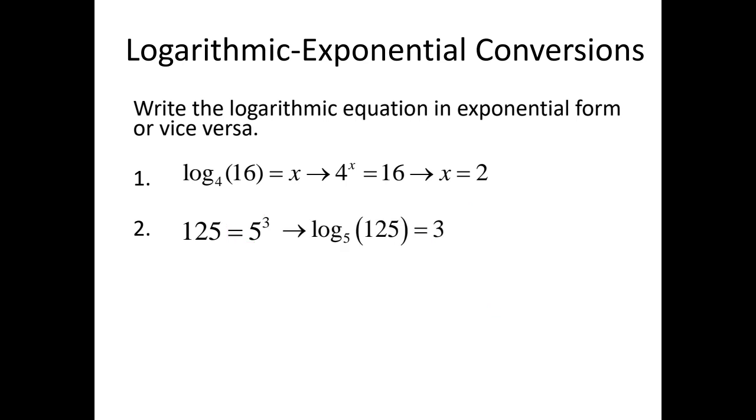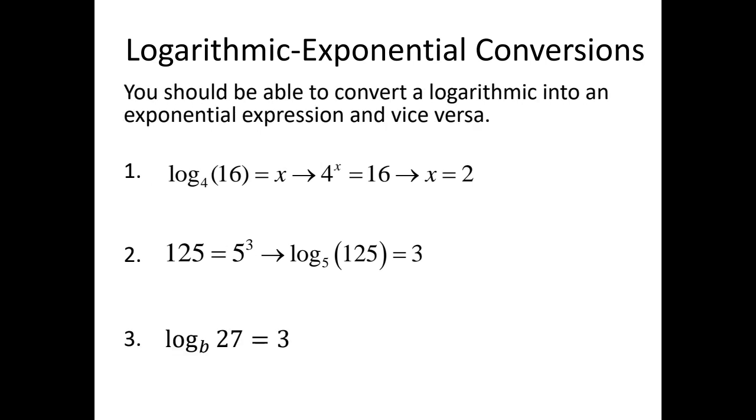Okay, let's try this one. So now this one is a log with a base of b. Log base b of 27 is equal to 3. And since it's in log form, we want to change it to exponential. So the first thing you want to ask yourself is, what is your base? Your base is the letter b.